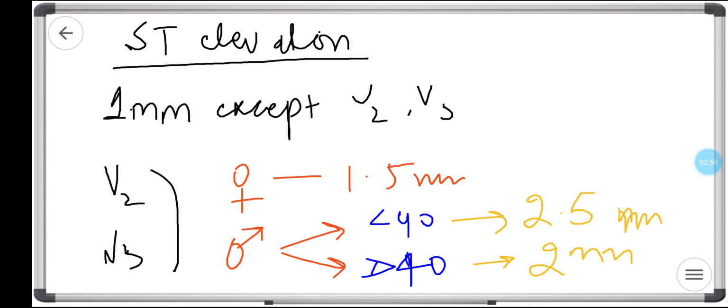For leads V2 and V3, we have separate criteria. In leads V2 and V3, in females, it should be 1.5 mm. For males, if they are less than 40, then 2.5 mm, and if they are greater than 40 years old, then 2 mm in V2 and V3 would be significant.